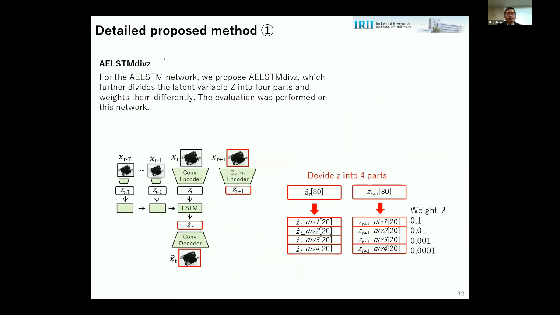And LSTM div Z. For the AELSTM network, we propose AELSTM div Z, which further divides the latent variable Z into 4 parts and weights them differently. Weights are 0.1, 0.01, 0.001, 0.0001. The evaluation was performed on this network.